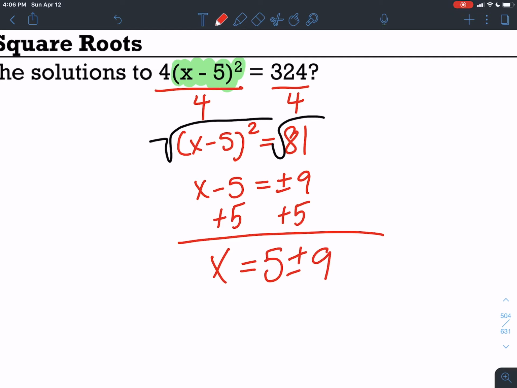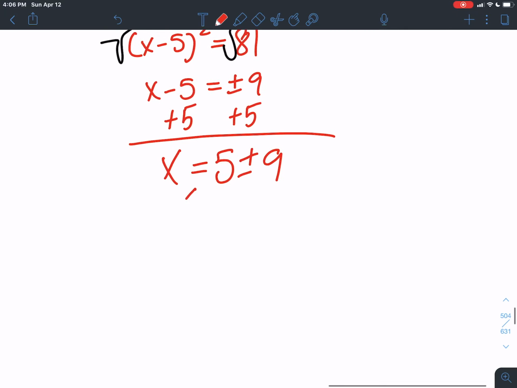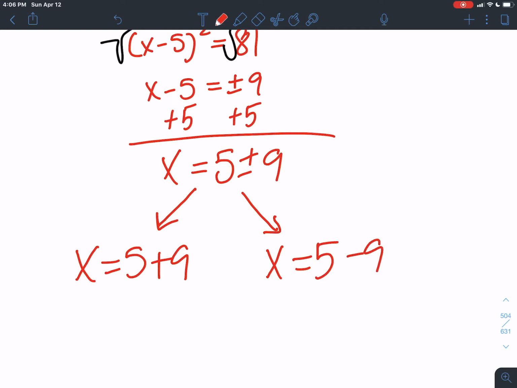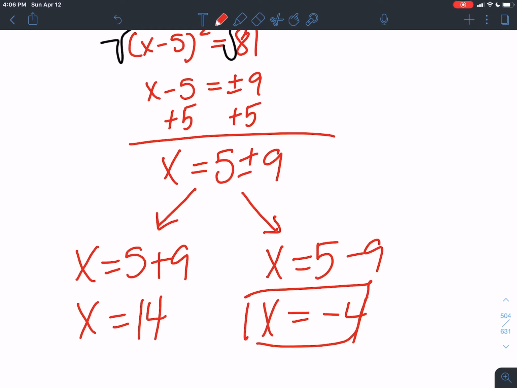Because it has a plus and a minus, that means that I'm going to have two separate equations. I'm going to break this apart. X equals 5 plus 9. X equals 5 minus 9. So I should have two x-intercepts here, one at x equals negative 4 and one at positive 14. So let's go ahead and graph this and see where they land.